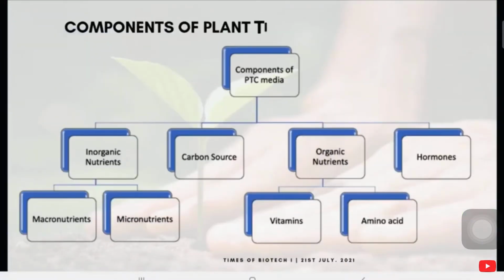Now, we have divided the components of PTC into 4 parts: inorganic nutrients, carbon source, organic nutrients, and hormones. The inorganic nutrients are divided into 2, macronutrients and micronutrients. As the name suggests, macronutrients are added in slightly higher concentration than micronutrients. In fact, the micronutrients are added in trace amounts.